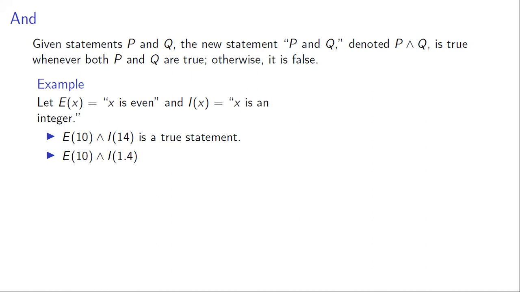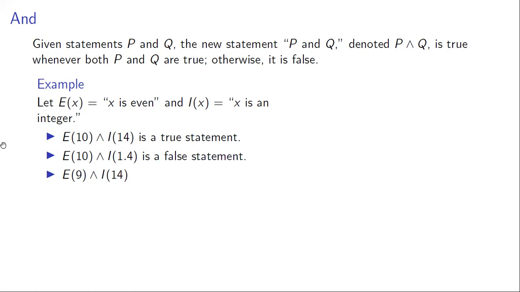Suppose we say that 10 is even and 1.4 is an integer. So 10 is even is true. 1.4 is an integer is false. Putting them together with and makes this a false statement. So the only way for and to be true is when both halves are true, both parts are true.